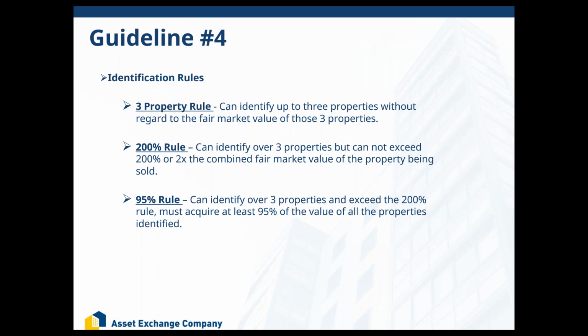Because it reads like this. You can identify over 3 properties and exceed the 200% rule, but you must acquire at least 95% of the value of all the properties that you identified. Now, I know that's probably about as clear as mud. Let me show you all the examples, especially with the 95% rule. And hopefully, once I show you how the 95% rule works, it'll click for you. All right, now here we go.